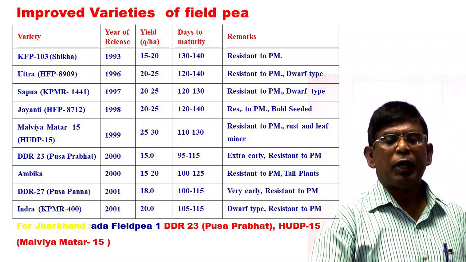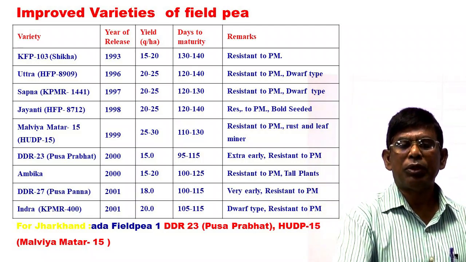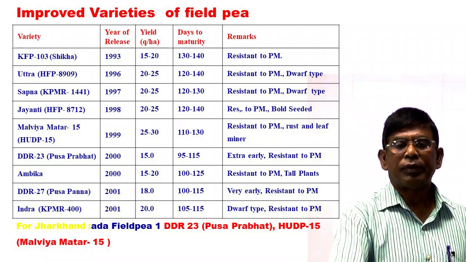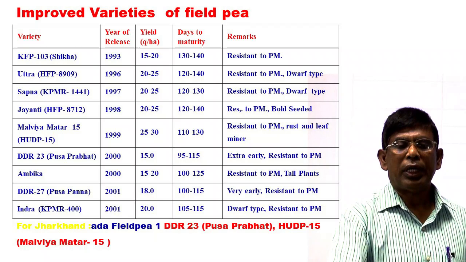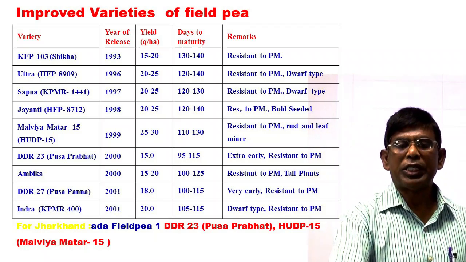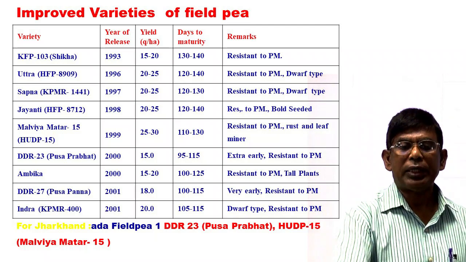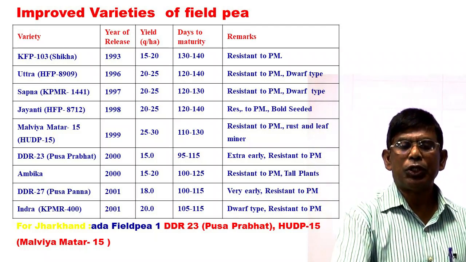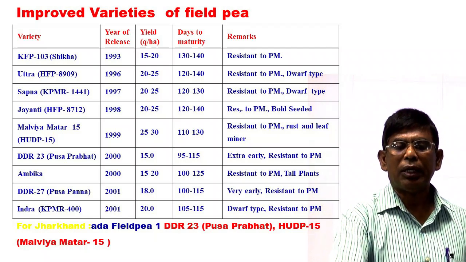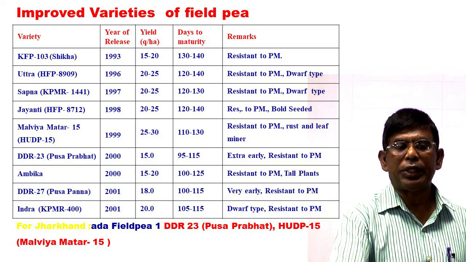Some improved varieties of chickpea are, first, KFP 103. It is powdery mildew resistant, and its duration is 130 to 140 days. Then Uttara, it is also resistant to powdery mildew, and it is a dwarf type of plant, and its yield capacity ranges from 20 to 25 quintal per hectare with a duration of 120 to 140 days.